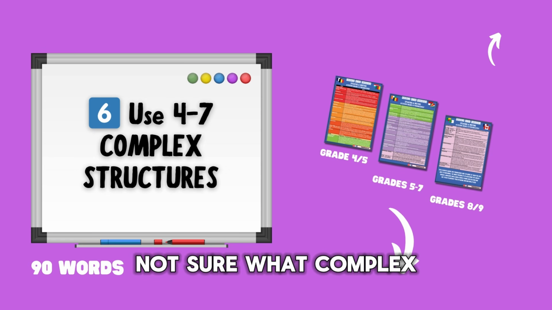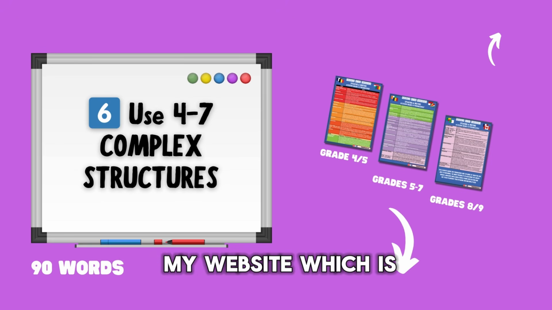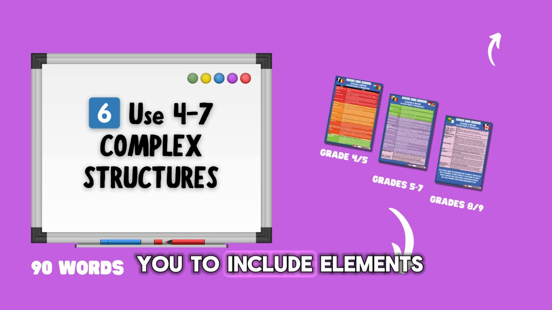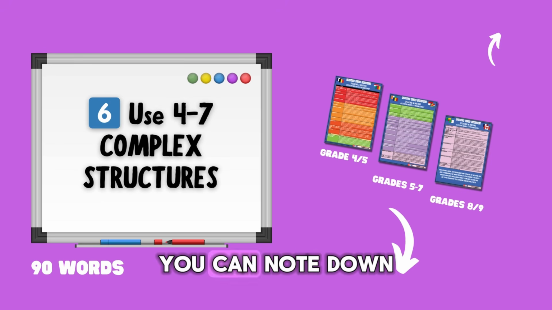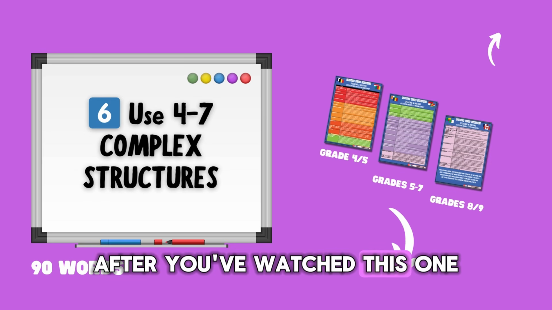Not sure what complex structures to use? Not a problem. Download the handout at my website, which is linked in the description below. This will help you to include elements for grades 5 to 9. Choose 4 to 7 or choose like 8 to 10 that you can note down, and try and include 4 to 7 minimum. There's also a link to video above, so if you don't want to download the handout, you can have a look at that video too after you've watched this one.